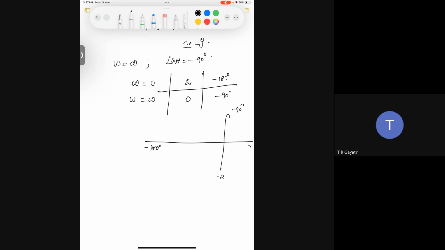So 270. At minus 180 it is starting. And when omega goes to infinity, it reaches 0 at minus 90. So your plot would go like this. This would be your direction. Since this is symmetrical, if I find the conjugate, here somewhere your minus 1 would be. So it is circulating your minus 1 clockwise.